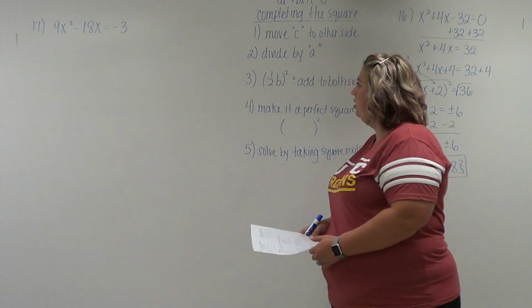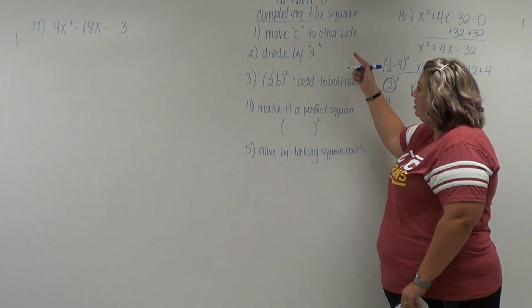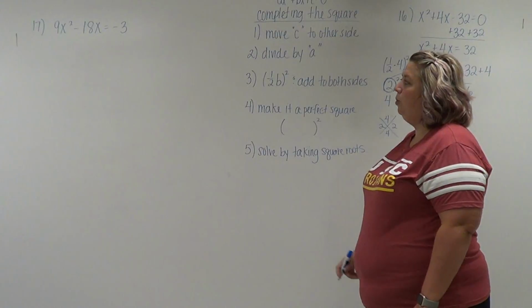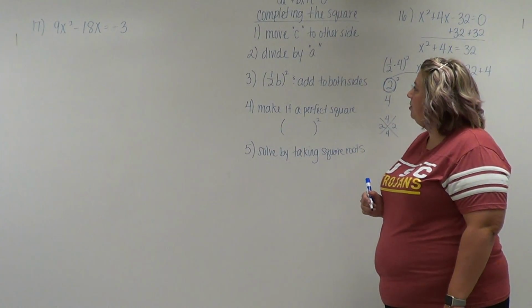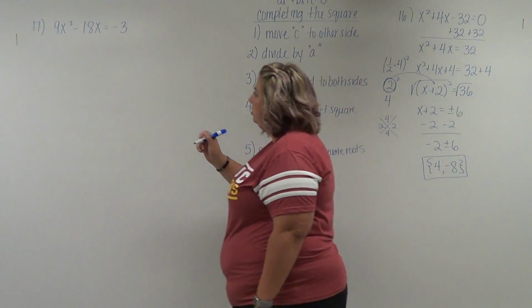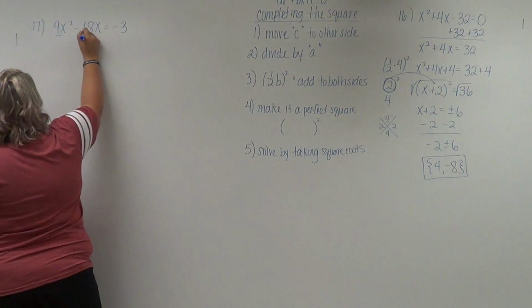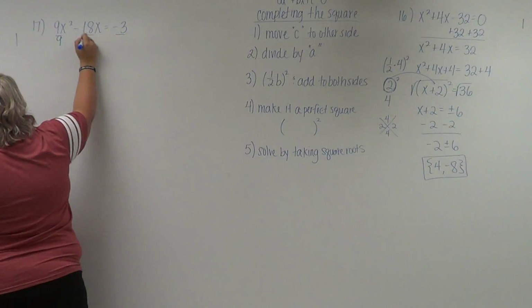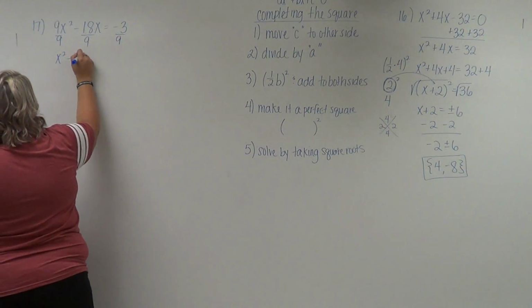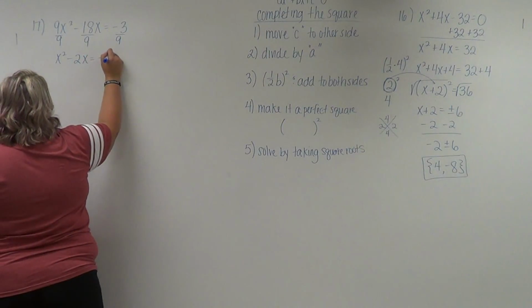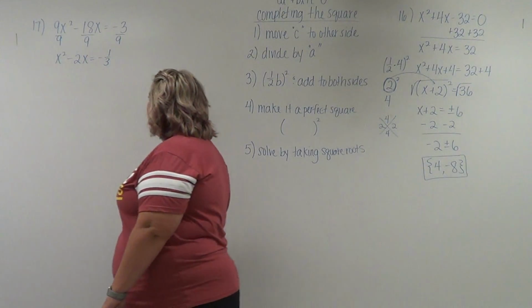Okay, so on this one, first step, move c to the other side. Well, that's already been done because the constant's already on the other side. Okay, step 2, divide by a. So we're going to divide everything by 9, because that's what's in front of our x squared. So I have x squared minus 2x equals negative 1/3.